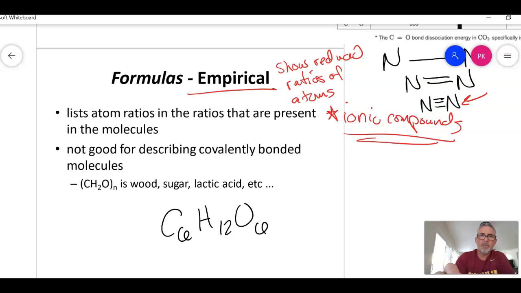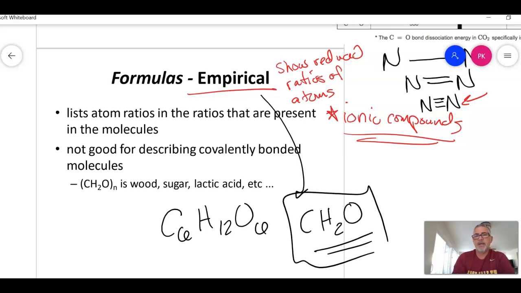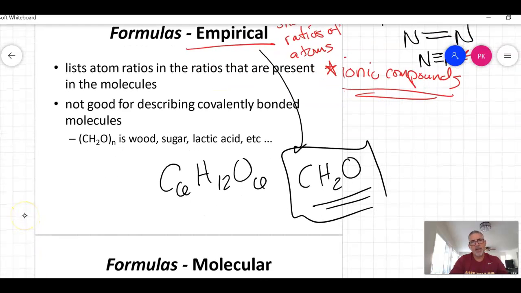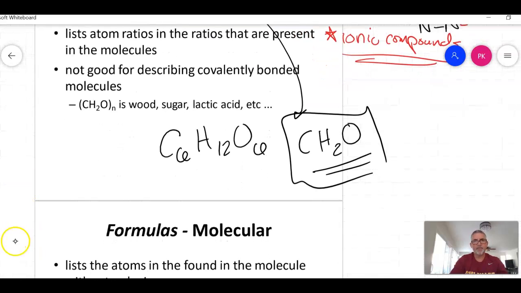my empirical formula for my sugar would be C2. Oops, I'm sorry, that is not correct. I'd be CH2O. But this doesn't tell me anything about that sugar, because that CH2O, and we can put an n outside, means any multiple. It could be wood, sugar, lactic acid. It could be a whole bunch of different things. It could be glucose, fructose, lactose.